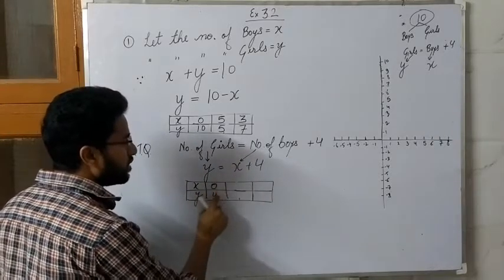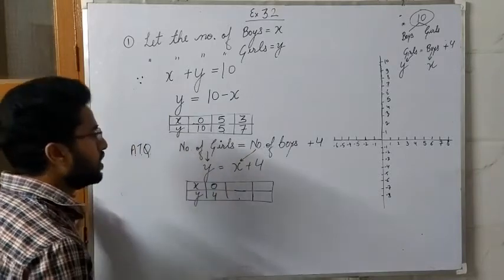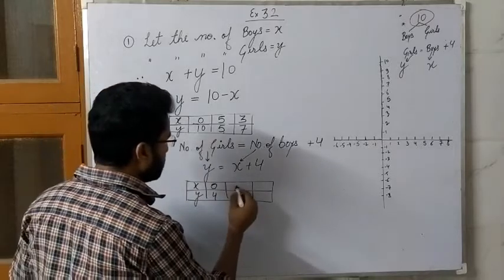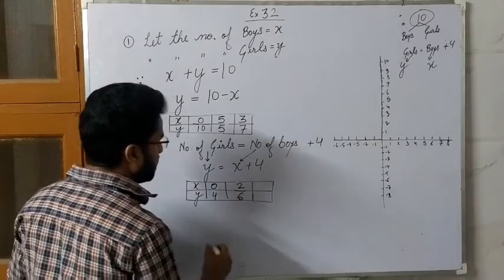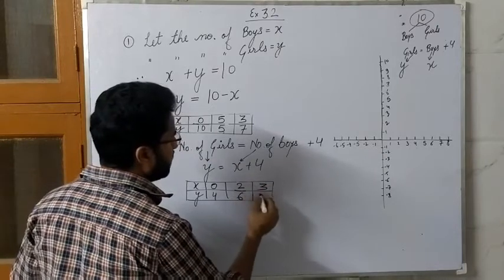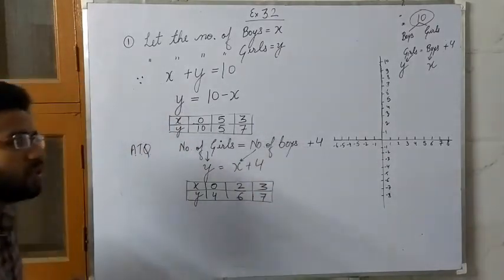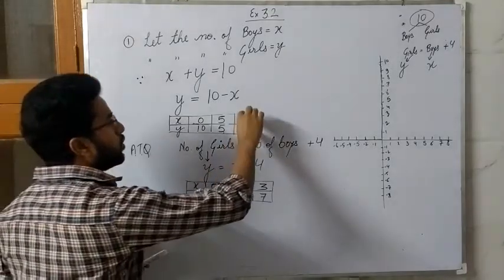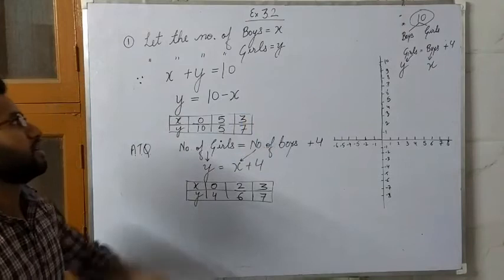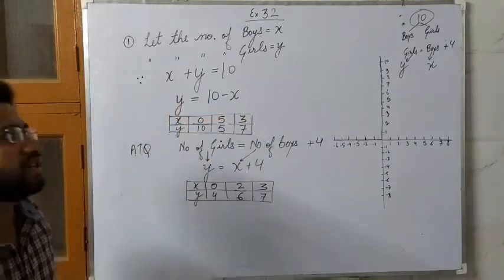So what did we put for x? First 0, then the value of y comes out to be 4. And let's say we put x equals 2, the value of y comes out to be 6, and let's say we put 3, then the value of y is 7. Do remember, the points that come common are actually the solution of the given pair of linear equations.